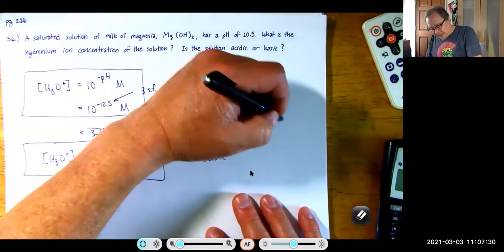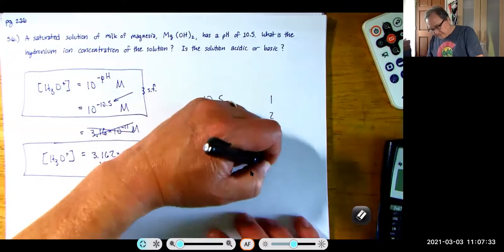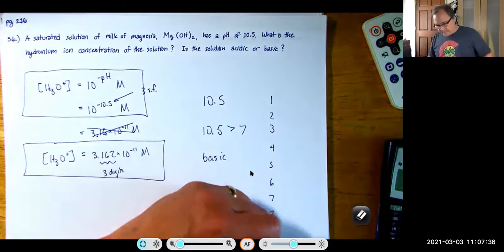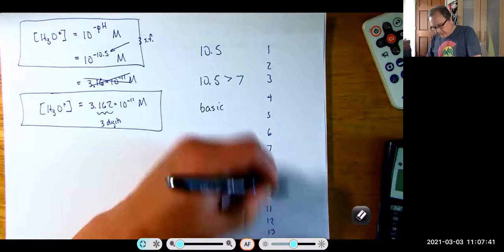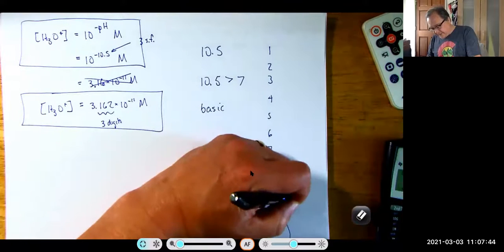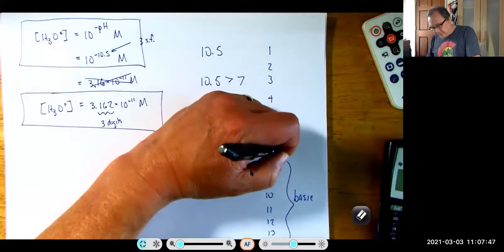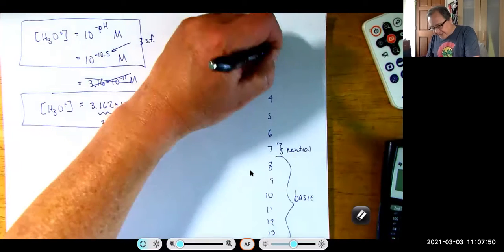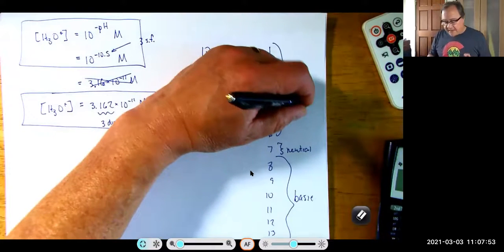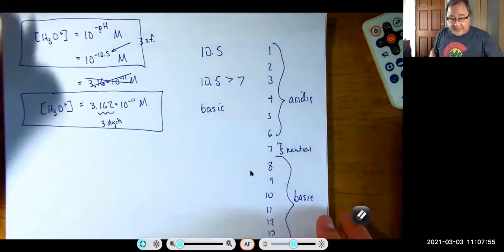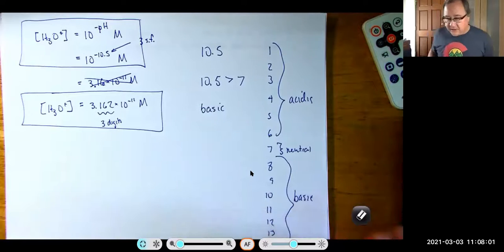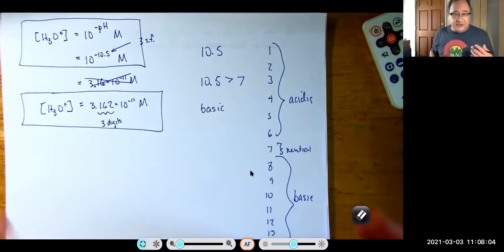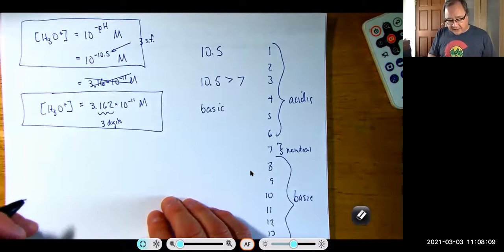So if we look at a number scale, this is going to be basic. This is going to be neutral. And this is acidic. And I mean that anything smaller than 7 is acidic, technically. So 6.9 is acidic, although it's really close to neutral. 7.1 is basic, although it's really close to neutral. Any questions about the pH scale and those calculations?